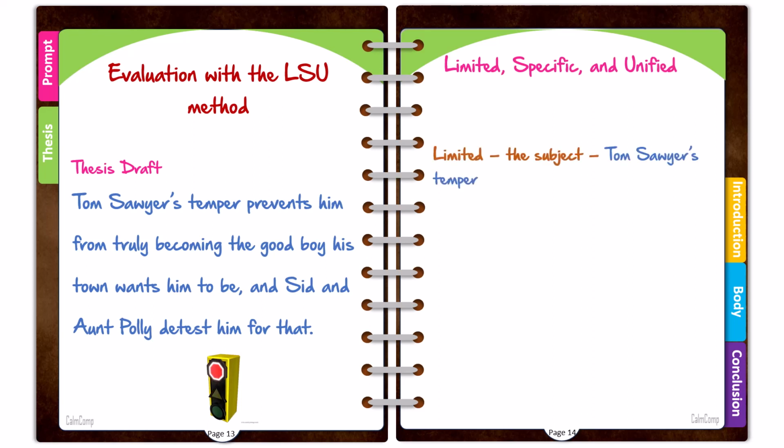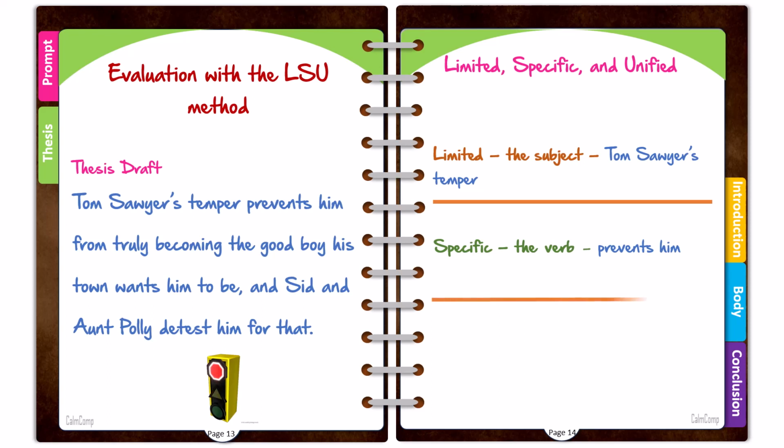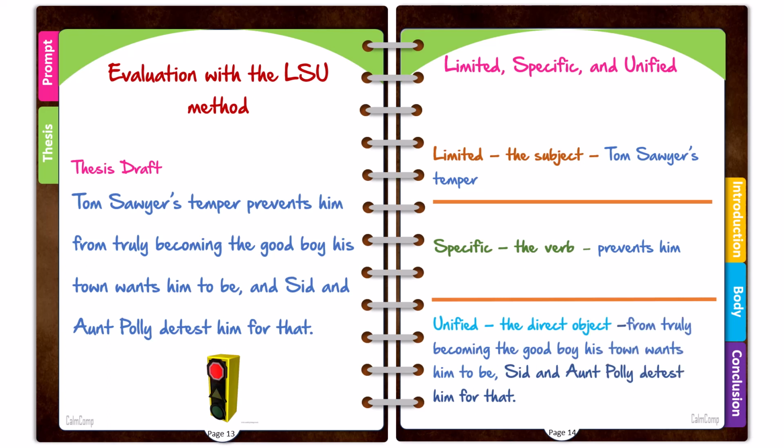The limited is going to be Tom Sawyer's temper. It's the subject of his thesis. The specific is going to be prevents him, and everything else after that is going to be our unified. From truly becoming the good boy that his town wants him to be, and Sid and Aunt Polly detest him for that. We've broken this thesis down into more manageable parts.